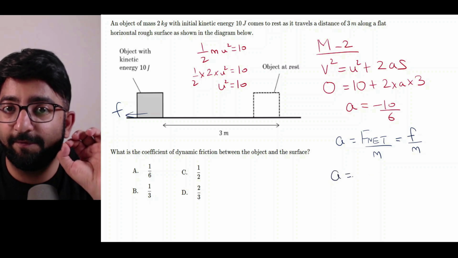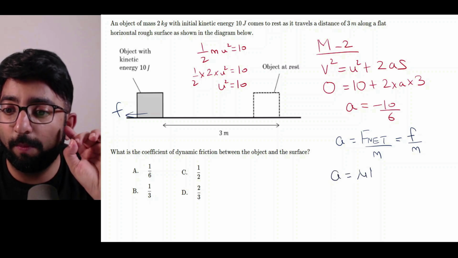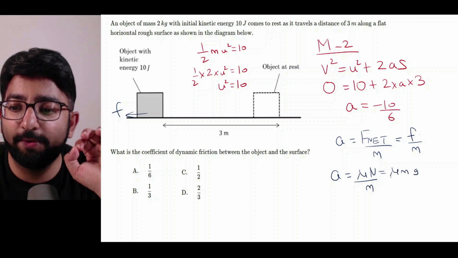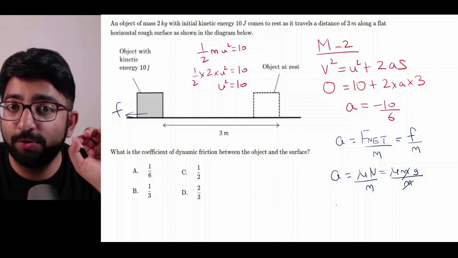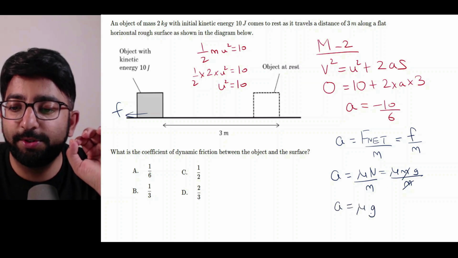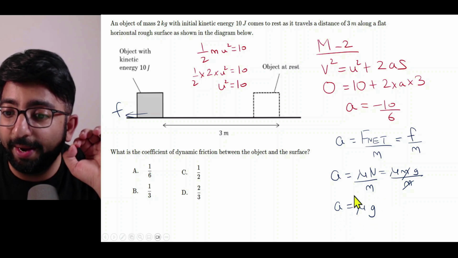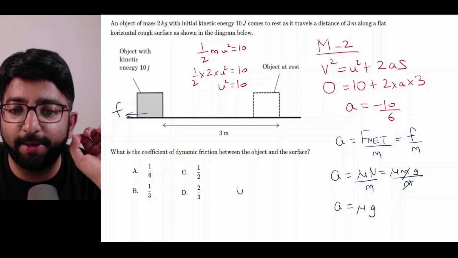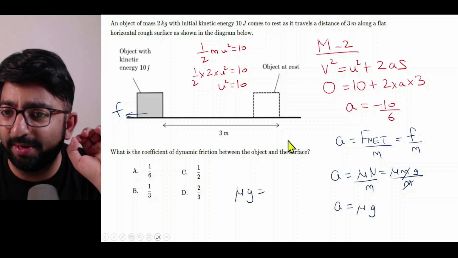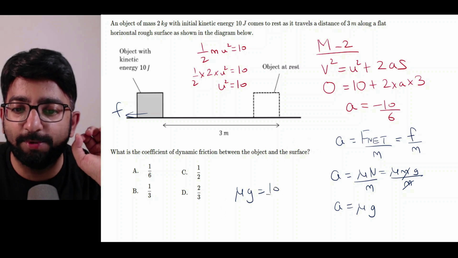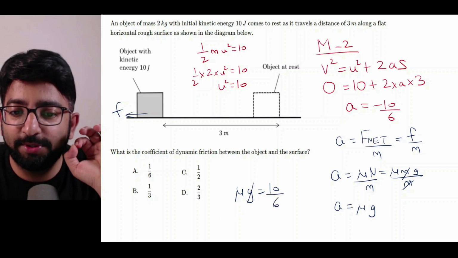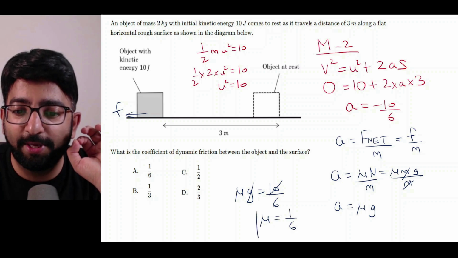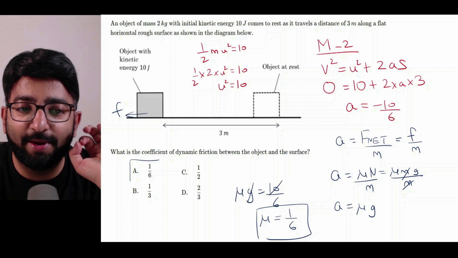So the value of acceleration will be friction, which is mu times the normal reaction, divided by m. In this case, normal reaction is equal to m into g. So m gets cancelled out. So we get acceleration as mu into g. Now all we need to do is equate this value of acceleration to the acceleration which we got earlier. So we will write mu into g. We can ignore the negative sign. So we will write 10 upon 6. g is 10, so g will get cancelled out. Eventually, we get the value of mu as 1 upon 6, which means A is the right answer.